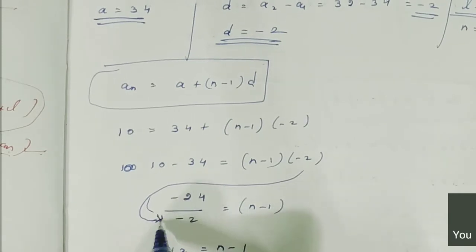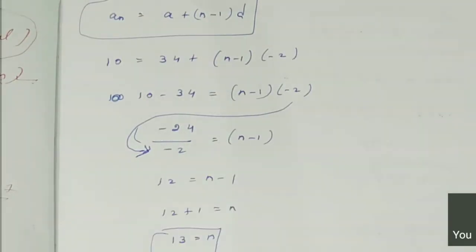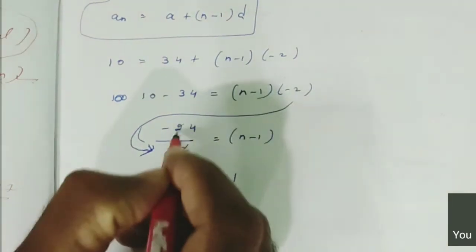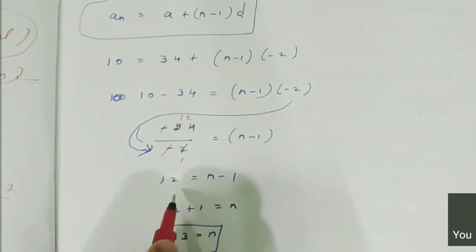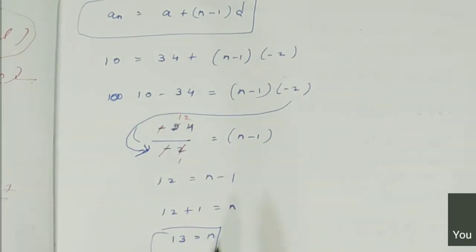Then we can transpose the minus 2 to this side to become a division, right? So minus 24 divided by minus 2. Minus minus cancel. 2 2s are 4, 12. So 12 is equal to n minus 1. Then we can transpose the minus 1 to the left hand side, it became plus 1. So 12 plus 1, it became 13. So n is equal to 13.